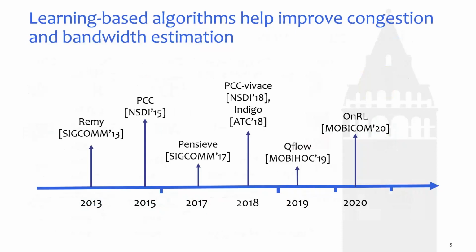Bandwidth estimation is actually similar to congestion control problems. To solve such problems, the initial idea was to use rule-based algorithms. Google Congestion Control is one of these algorithms. In recent years, learning-based algorithms, particularly reinforcement learning-based algorithms, are developing rapidly.